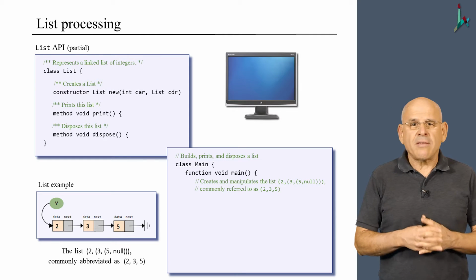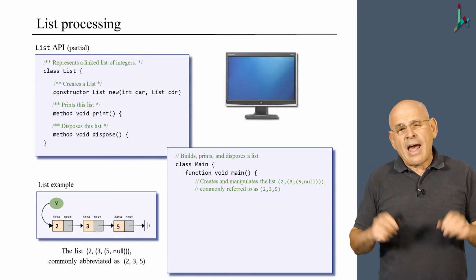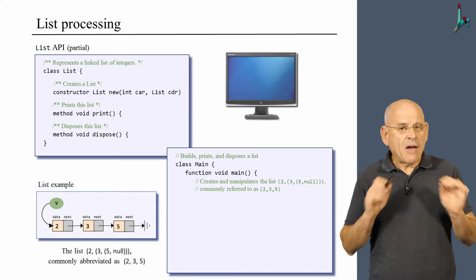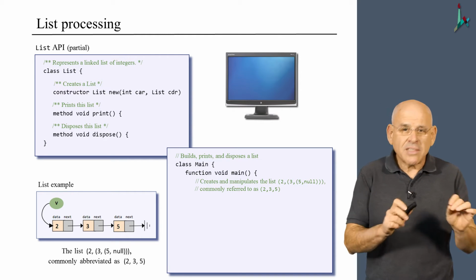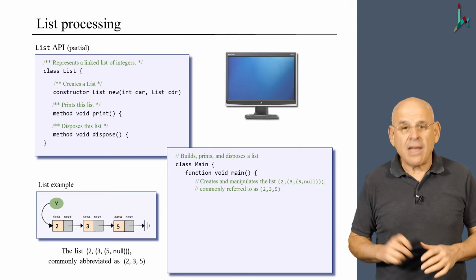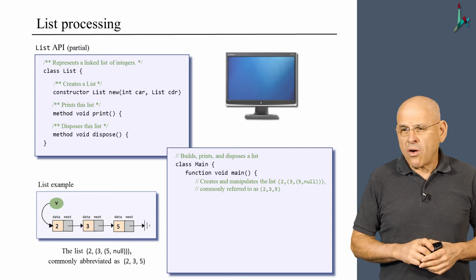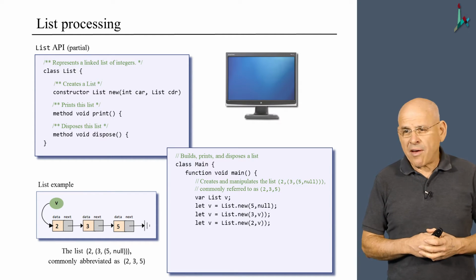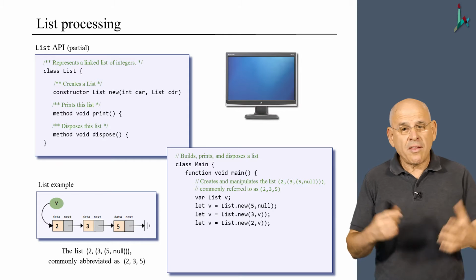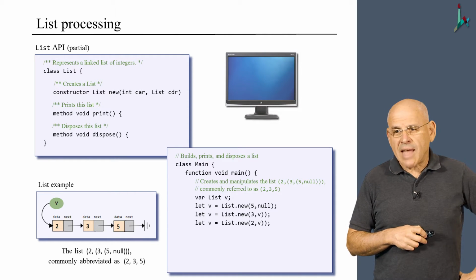All right, so here we have the list abstraction, and here we have some client code that seeks to create a list, the list 2 3 5, and manipulate it. I will show you the code without discussing it, because in the next slides I'm going to spend a few minutes discussing every line that I now go to present. So at the beginning, we have 4 lines of code that together create the list that you see in this diagram.